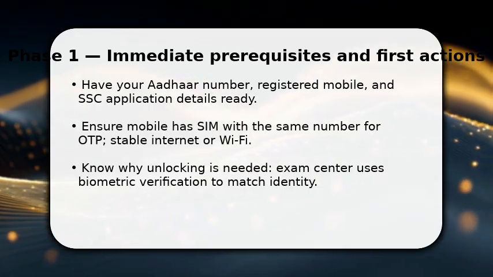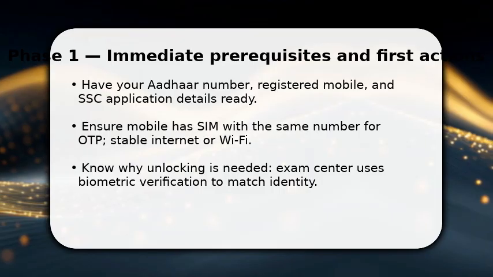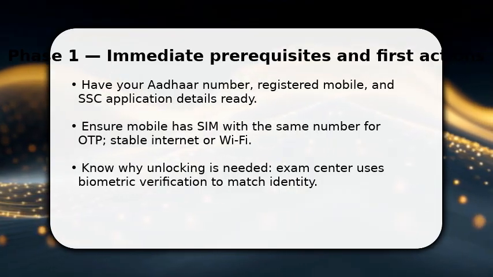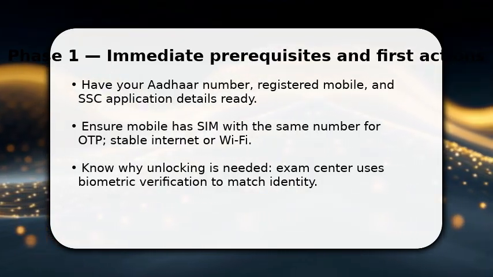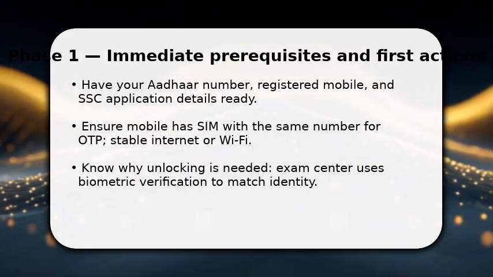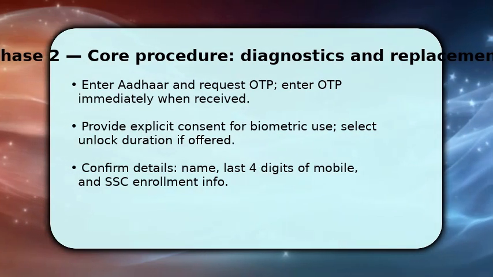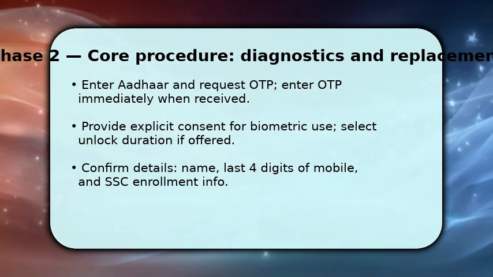Start the Unlock Biometric option now. You do this to temporarily enable fingerprint or iris matching for SSC exam verification. Once started, the system will prompt for OTP and consent, so stay ready to enter the code quickly to proceed. Once you requested OTP, enter it without delay because it typically expires fast.